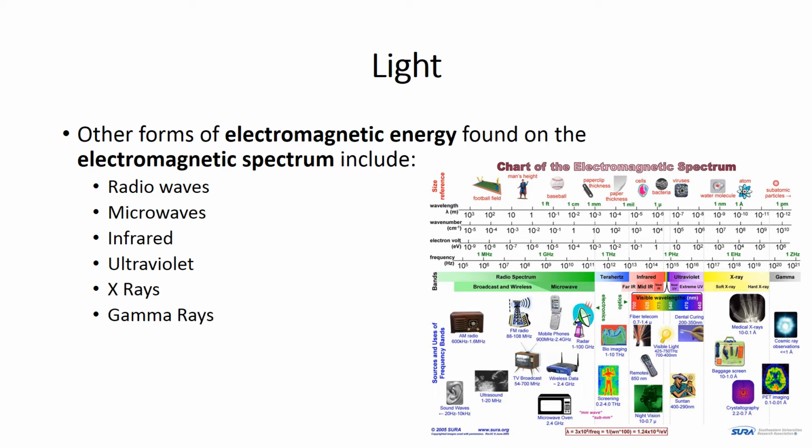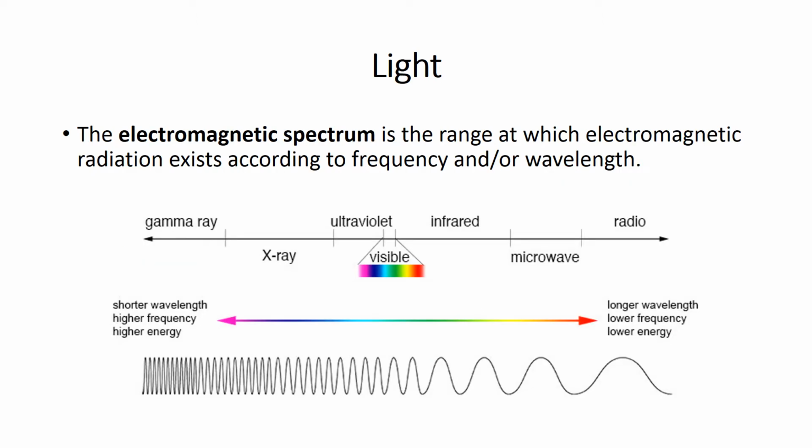Here off to the side, you'll see the electromagnetic spectrum, and you're starting to notice that it can include quite a bit of information. So the electromagnetic spectrum is the range at which electromagnetic radiation exists according to frequency and/or wavelength. Here you should be able to notice at the bottom we have a wave, so we have wavelength, and it also tells us the different frequencies that the forms of radiation have.